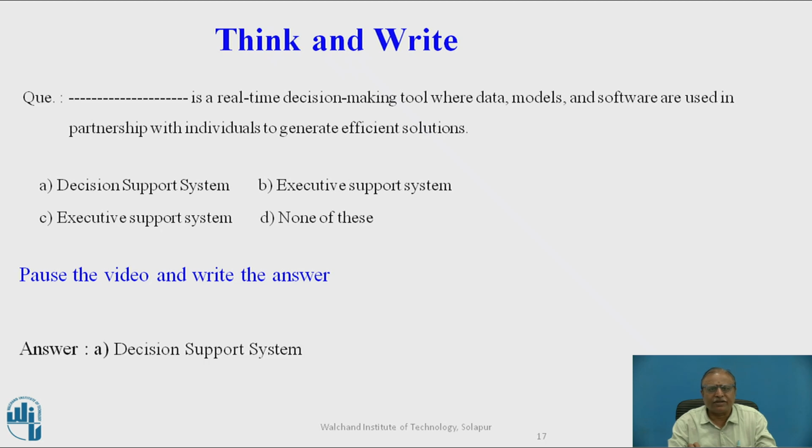The correct answer is decision support system. So decision support system is a real-time decision-making tool where data models and software are used in partnership with individuals to generate efficient solutions.